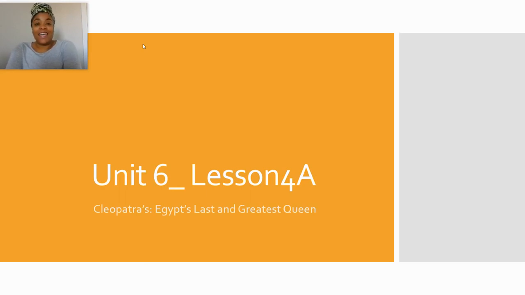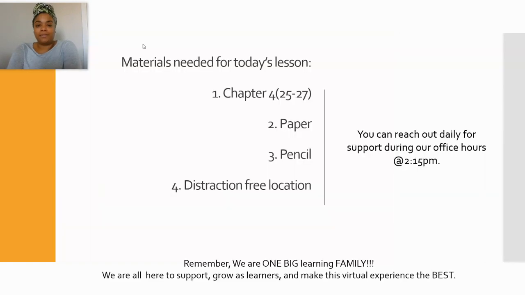So scholars, let's go ahead and dive deep into lesson 4A. The materials that you're going to need for your lesson today is chapter 4, pages 25 through 27, a sheet of paper, a pen or a pencil, and a distraction-free location. Scholars, by now you should have completed your dirt quiz and the reading for today. Again, you should have read chapter 4, pages 25 through 27 and completed your dirt quiz.